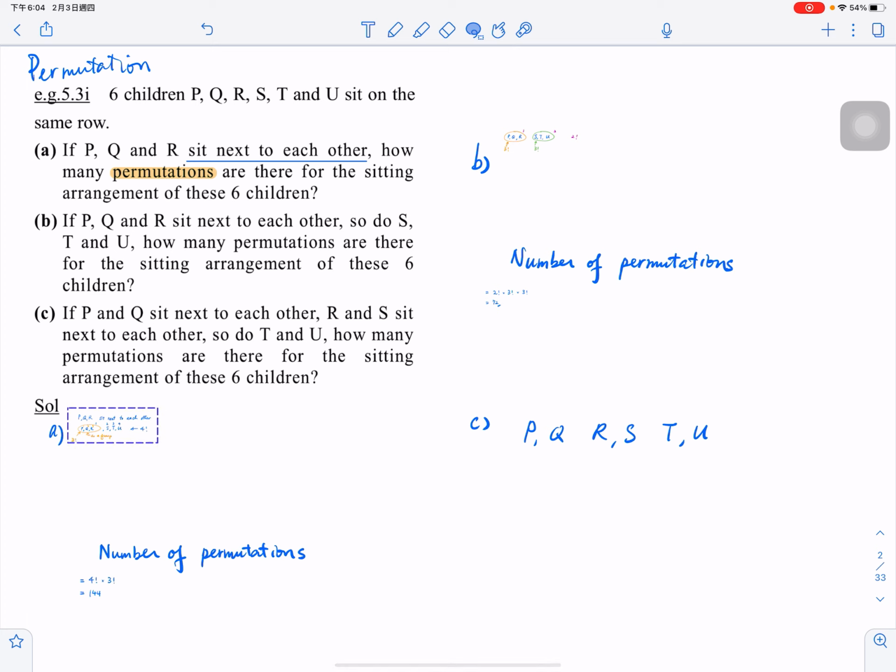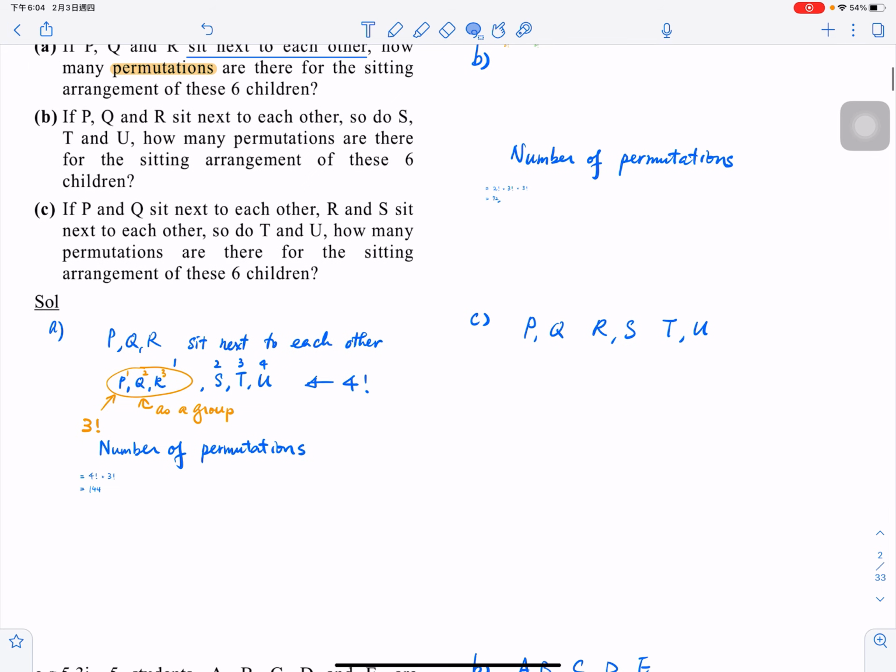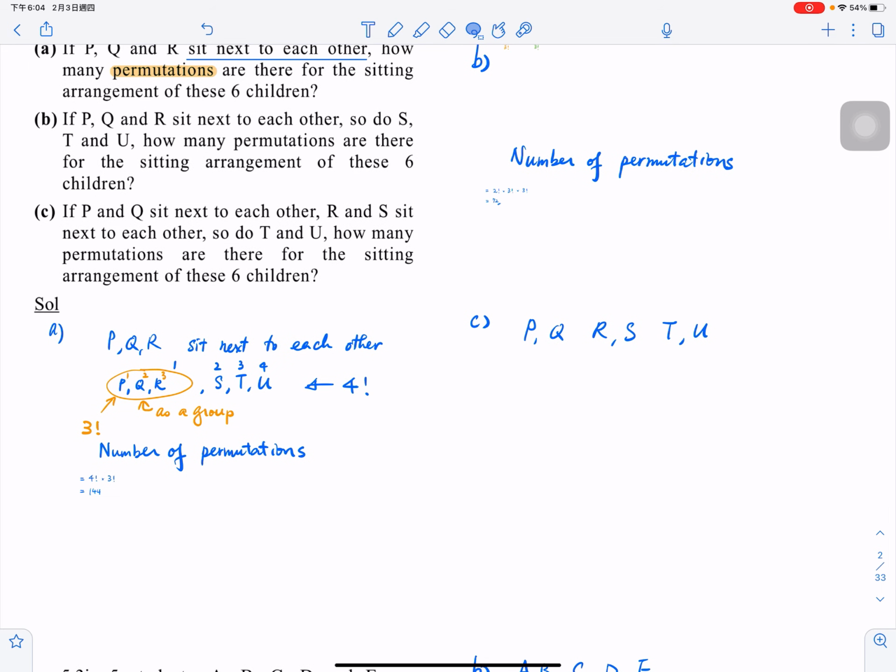Okay, that means now you have this situation. P, Q, R sit next to each other. So I maybe group it as one item. So this one as a group. So you have 1, 2, 3, 4 items, 4 different items. So how to get it?